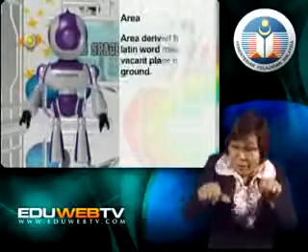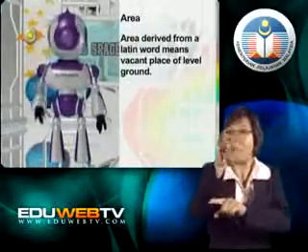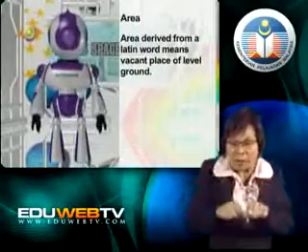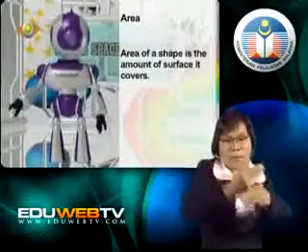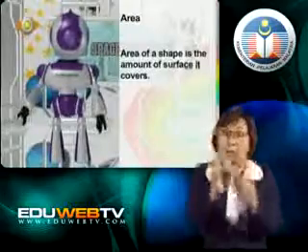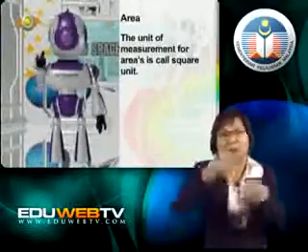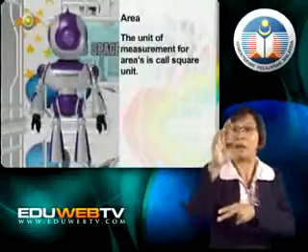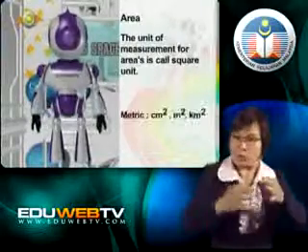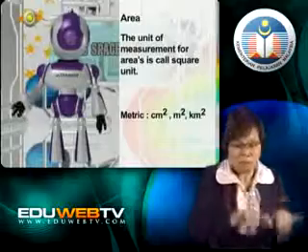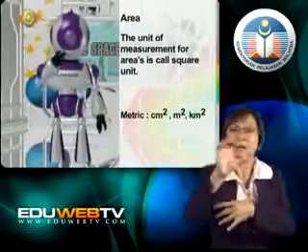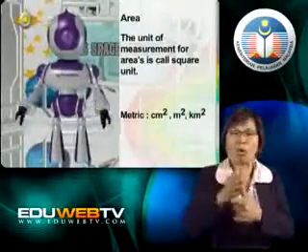Today's discussion is about area. Area is derived from the Latin word meaning vacant place of level ground. In mathematics, the area of a shape is the amount of surface it covers. The unit measurement for area is called square unit. For example, if you use metric units, it will be measured in square centimeters, square meters, or square kilometers.